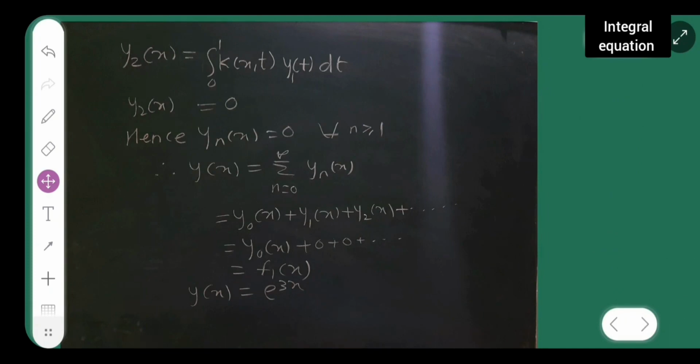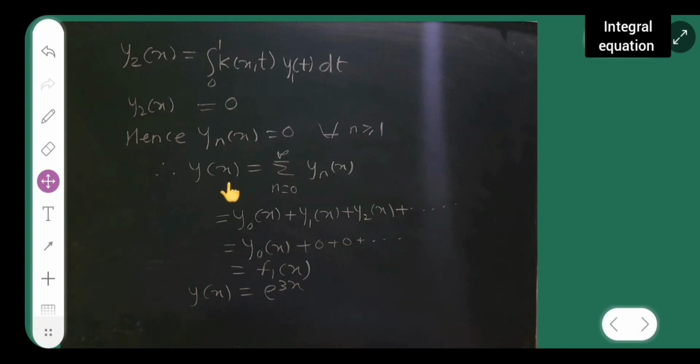Now what I have done over here, y2 of x is equal to integral from 0 to 1 of k of x comma t into y1 of t dt. But if my y1 of t itself is 0, then y2 of x, the entire thing will be 0, right? Hence in general, I write that yn of x is equal to 0 for all n greater than or equal to 1.